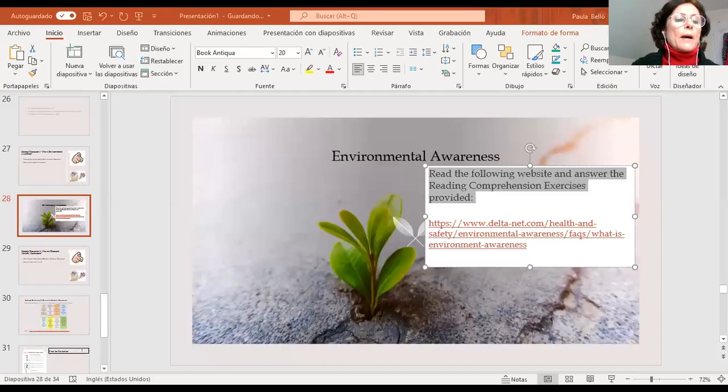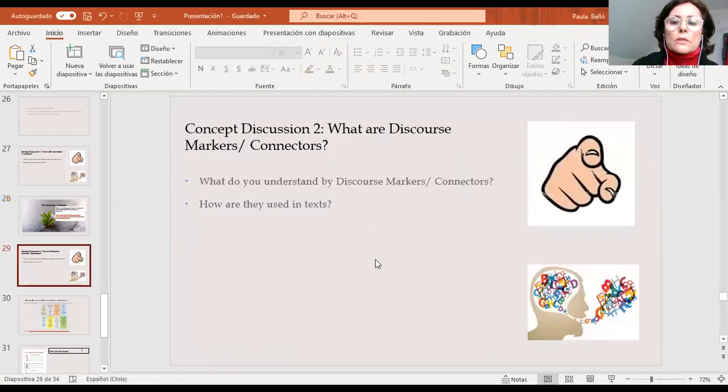Okay, so as to finish the class, you have read about environmental awareness and completed the questions. We will revise that orally, remember, on Wednesday. On Wednesday, we will also discuss discourse markers. Now remember, you need to explain what they are. These are markers that help us in discourse to signal different meanings within the text.